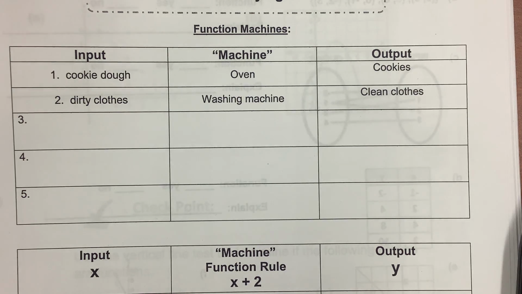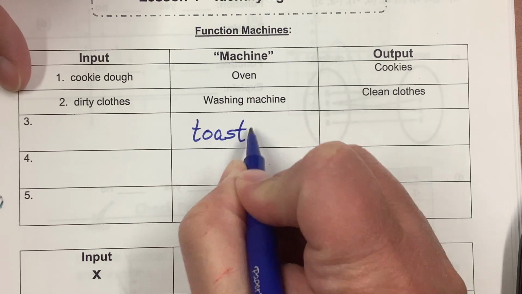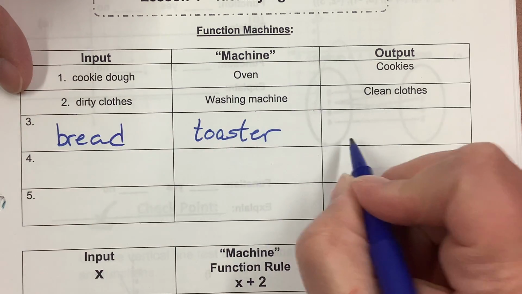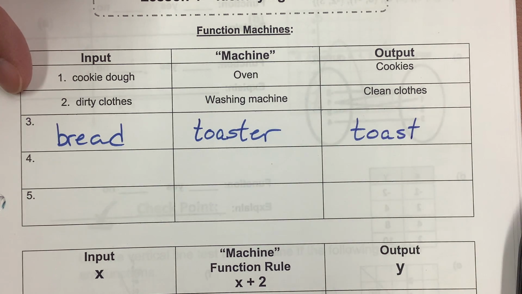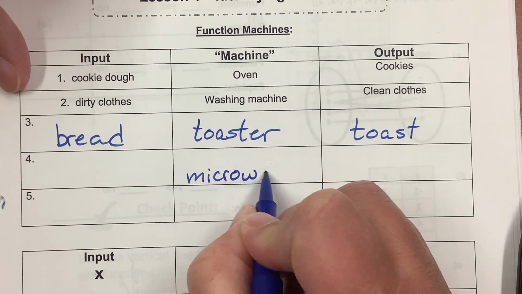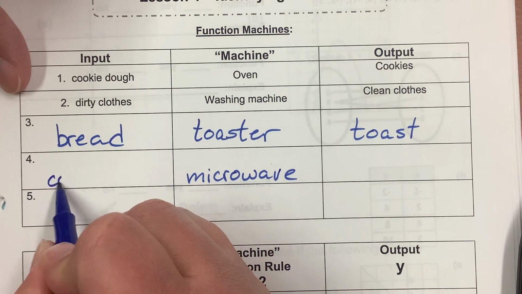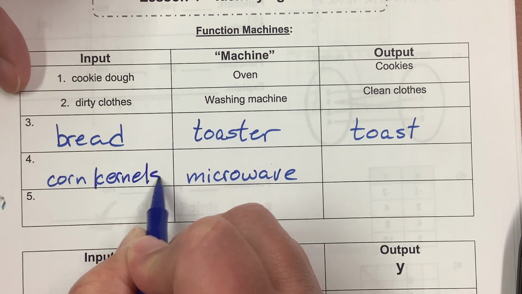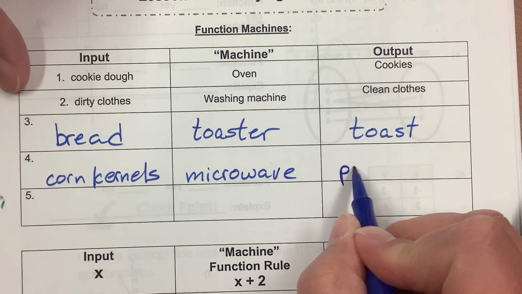So here's my thoughts on the matter. My machine, let's say, is a toaster. And what would go in a toaster? Bread. Bread goes in the toaster and you get out toast. I like toast. Now, what else is a machine? Oh, microwave. What do I put in the microwave most of the time? Oh, I put in corn kernels. I was going to spell kernels with a C. I put the corn kernels in the microwave and I get out popcorn.